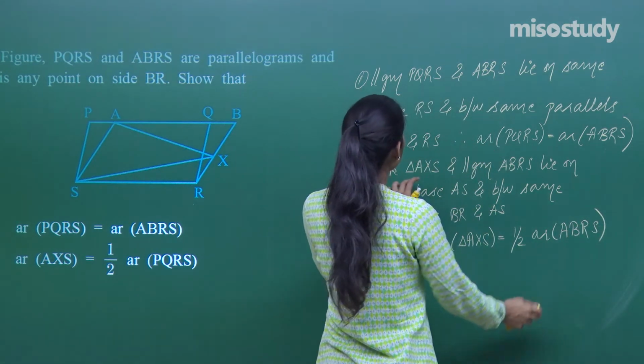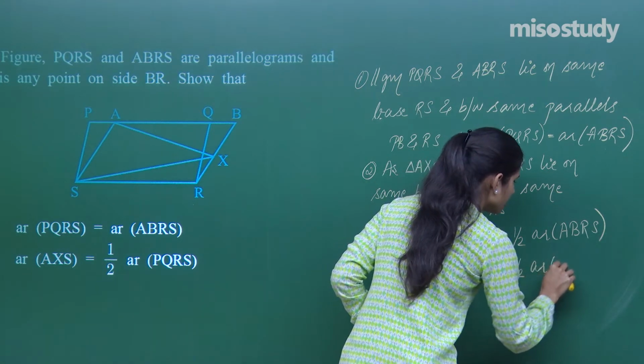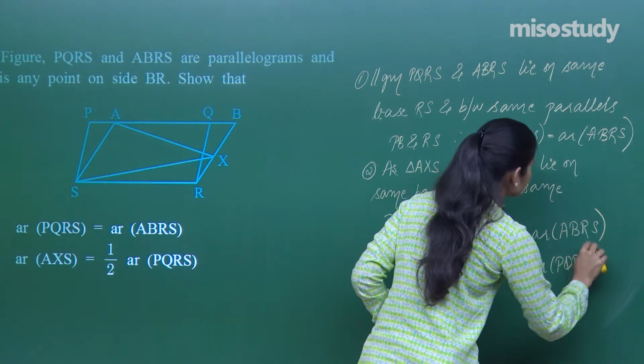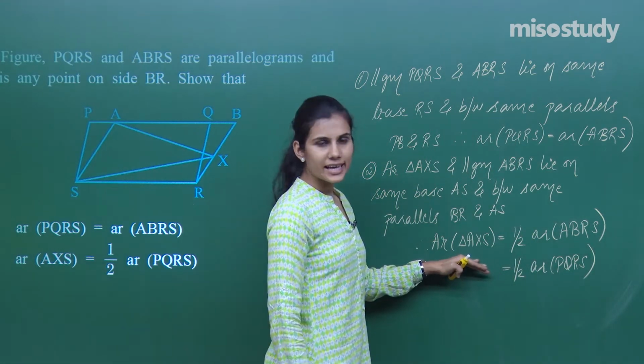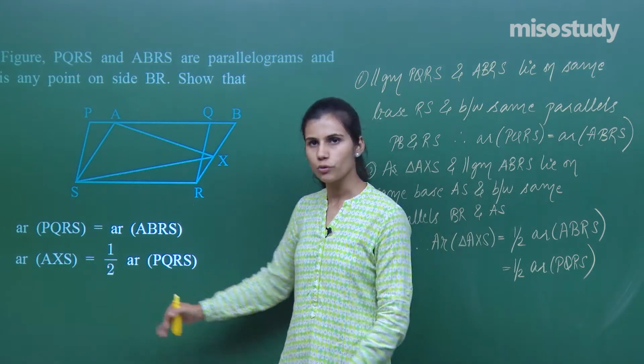But area of ABRS we have proved is same as area of PQRS. So I can write like this. And therefore area of triangle AXS is half of area of the parallelogram PQRS, which I wanted to show.